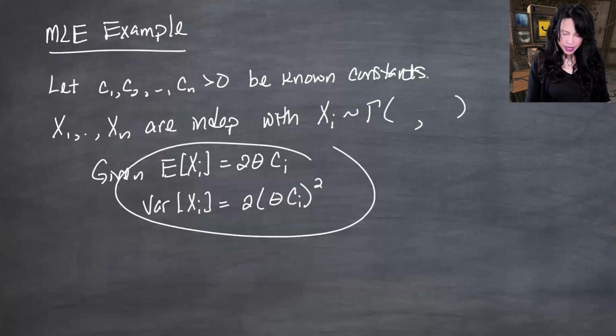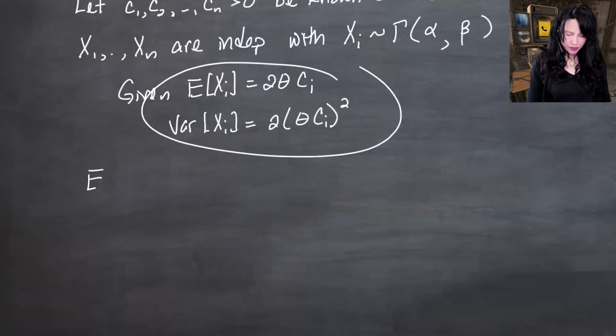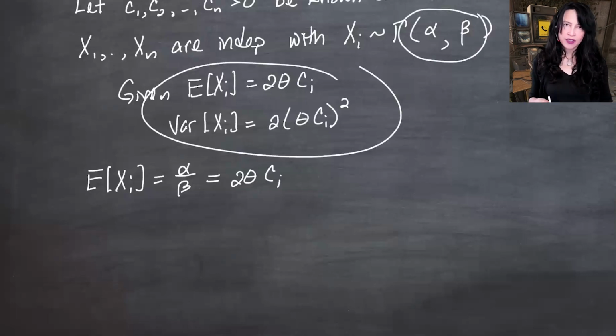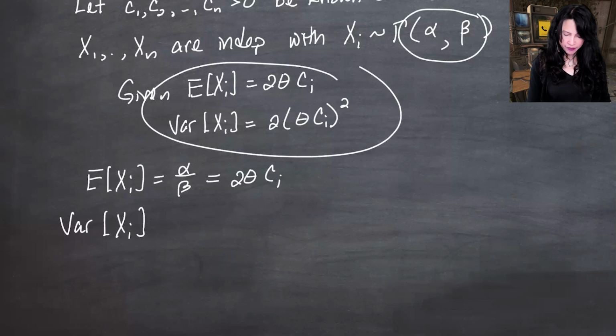So in our notation, we have like an alpha and a beta, and the expected value of xi is alpha over beta. And we're saying here that that's 2 theta ci. So what I'm trying to do is find these in terms of the given parameter theta. And in terms of our notation for the gamma distribution, the variance is alpha over beta squared. And this is 2 theta ci squared.